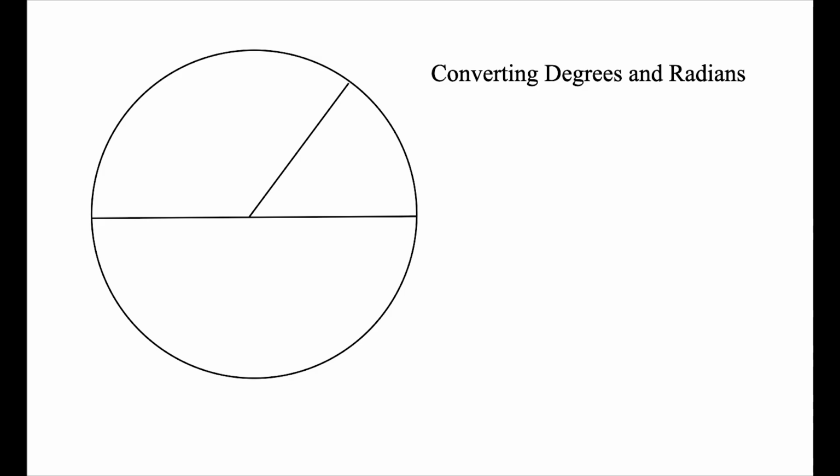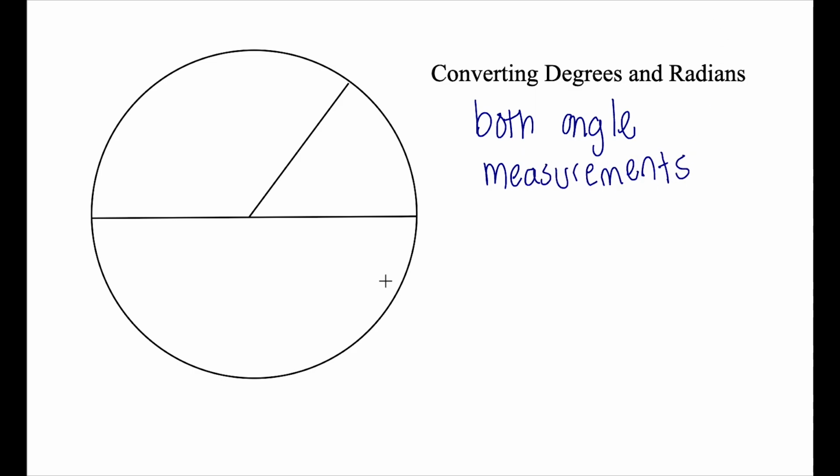Hey everyone. So, before we get into trigonometry, we're going to review something that you learned in geometry, which is converting angle measurements from degrees to radians or radians to degrees. So, radians, as you may have guessed, are just a different way of measuring an angle. So, these are both angle measurements. They just look different, but they're really equivalent.